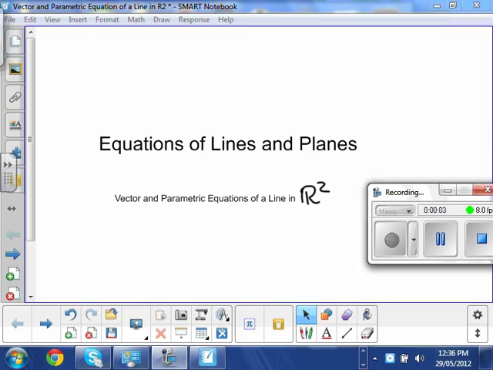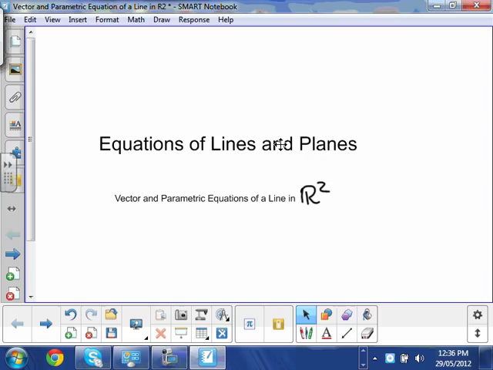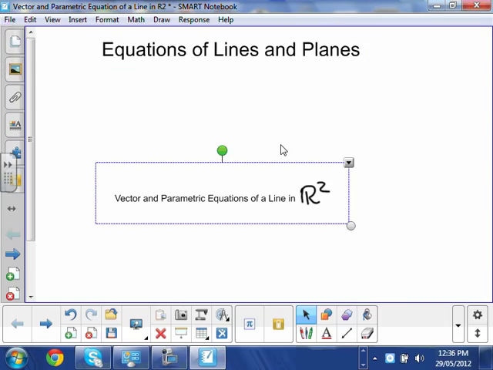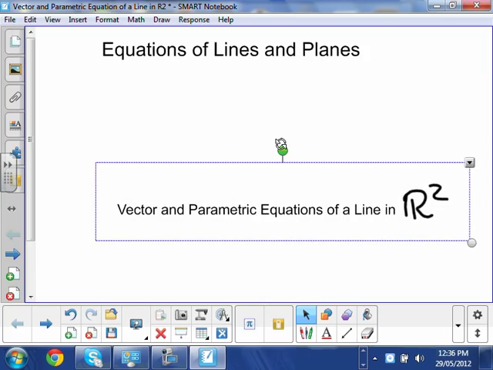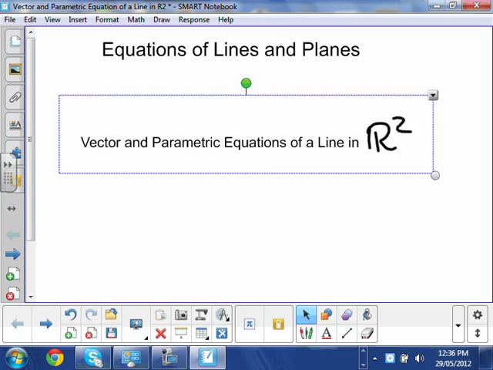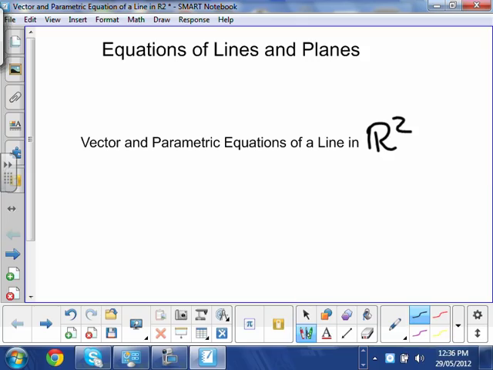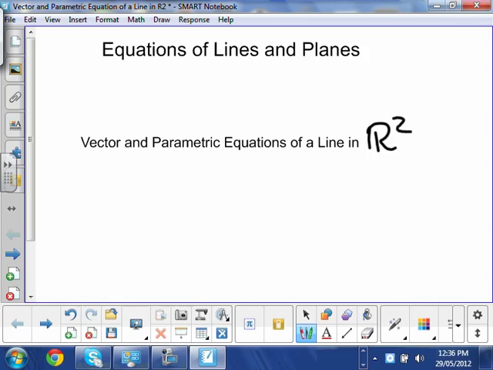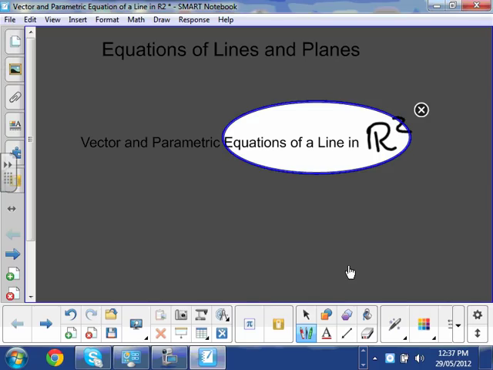Let's start talking today about equations of lines and planes. This is our general topic. And as part of this new unit, the first thing that we are going to talk about is vector and parametric equations of a line in R squared. I want you to ignore the first part of the title for now, and have in mind that what we do right now is nothing else but the equation of a line.